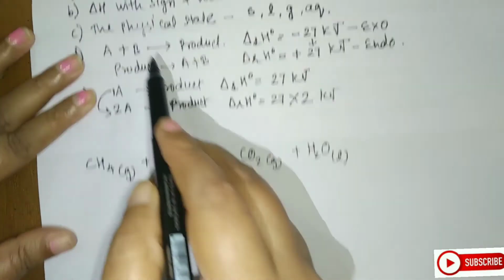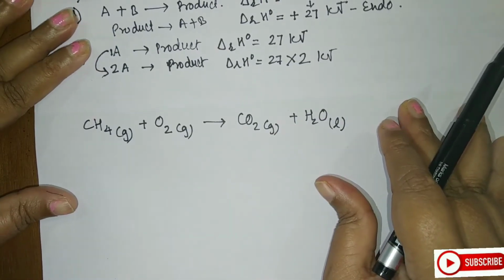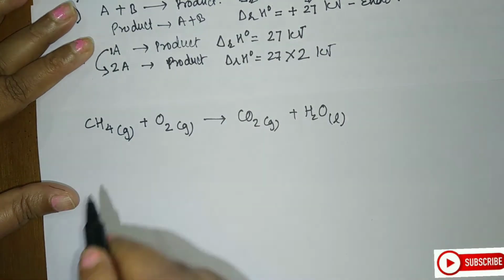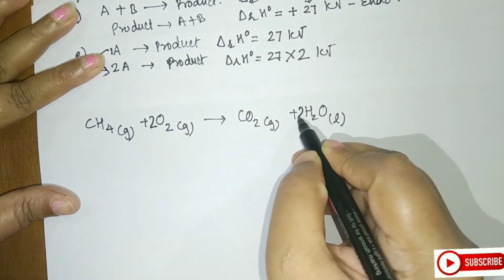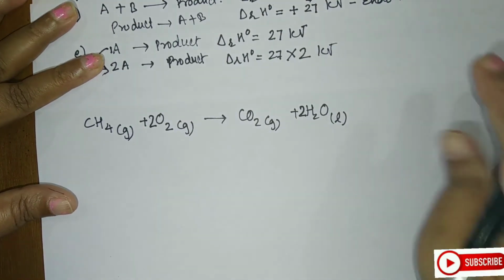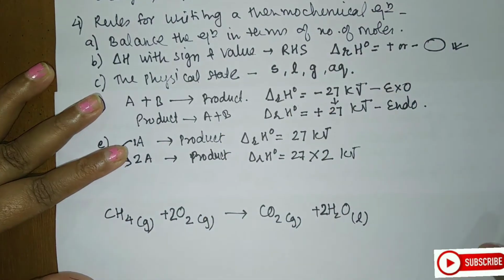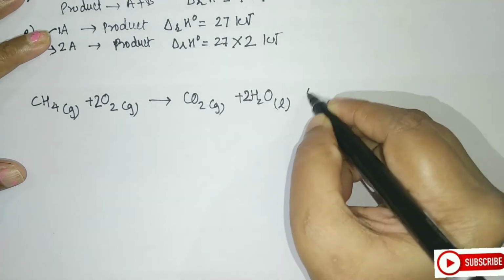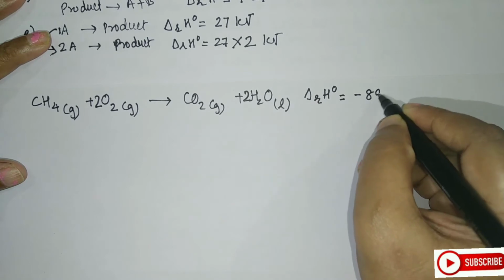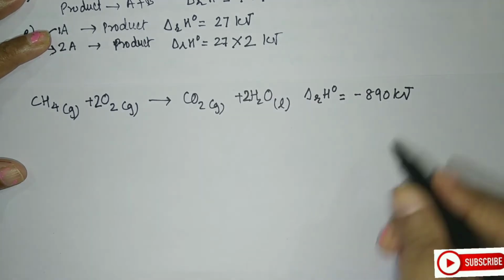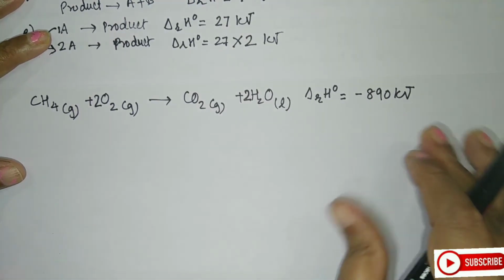Now, according to the first rule, I should balance the equation in terms of the number of moles. So, let us balance the equation here. While balancing the equation, you will have 2 here and 2 here. So, the first rule I have completed. Come to the second rule: delta H must be written on the right hand side along with the sign. So, here I will write the enthalpy of the reaction is 890 kJ. Now, if you see, the value along with the sign I have written to the right hand side of the equation.